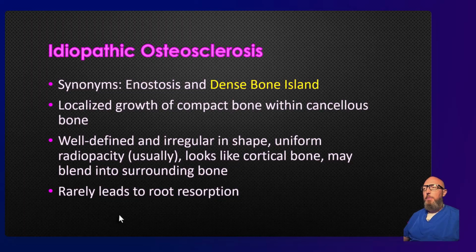First thing here is idiopathic osteosclerosis. It does have synonyms, and you need to know these because this is such a common thing. Enostosis and dense bone island sometimes refer to this, but the more technical term is idiopathic osteosclerosis. And this is just a localized growth of compact bone inside cancellous bone, so within the bone. It's well defined, a lot of times irregular in shape.